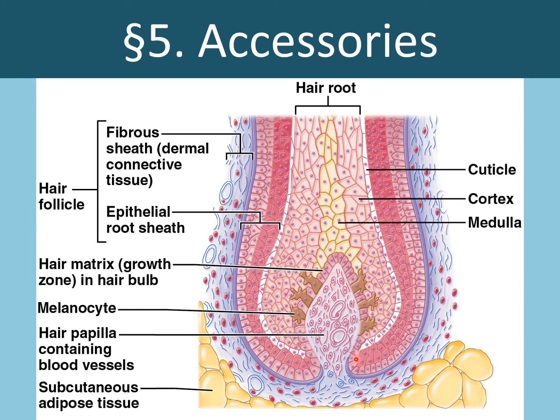Finally, we have the hair matrix, this single layer of cells which is continuous with the stratum basale of the epidermis and is thus composed of very similar cells. So there are growing, dividing stem cells that give rise to the rest of the hair, and melanocytes that help contribute to hair color.